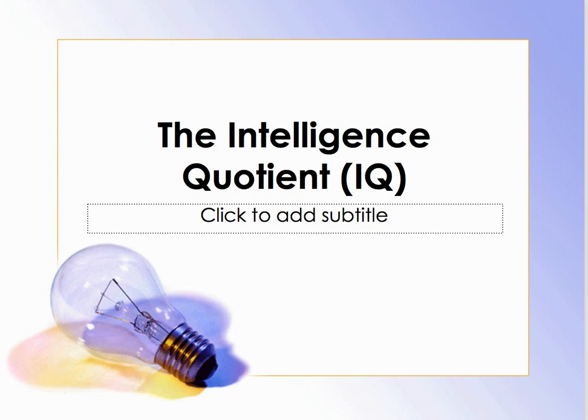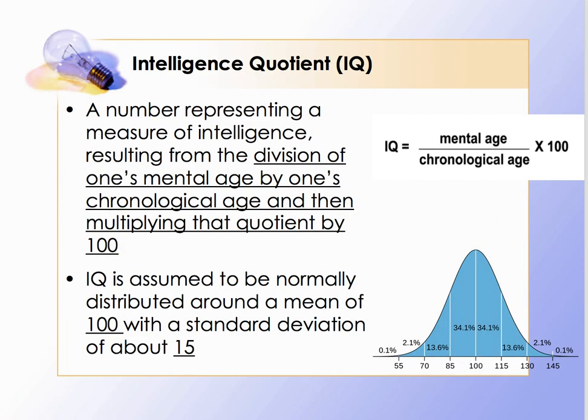So the next thing that we will be talking about is IQ. So intelligence quotient, originally termed by William Stern as intelligence quotient, which was German. And there is a formula here. It's an individual's mental age over their chronological age times 100.